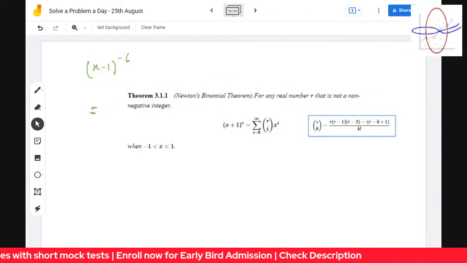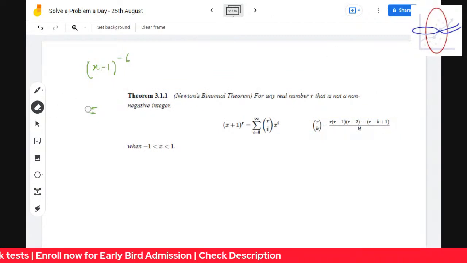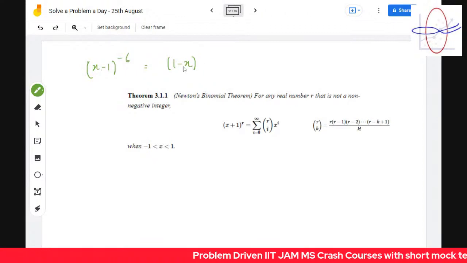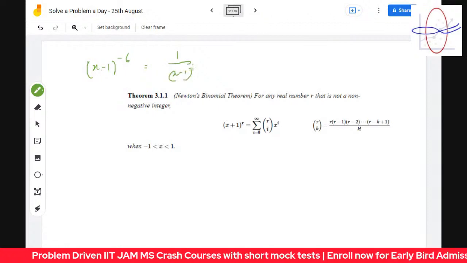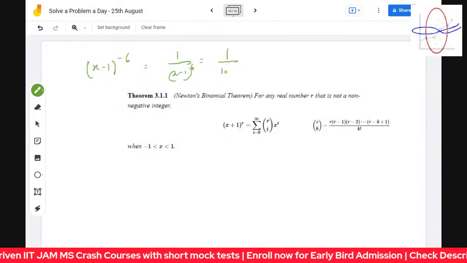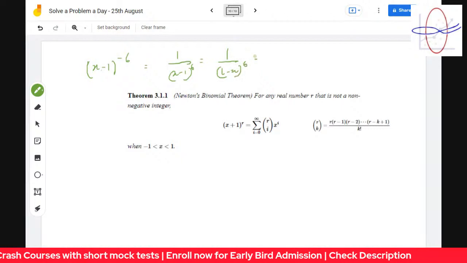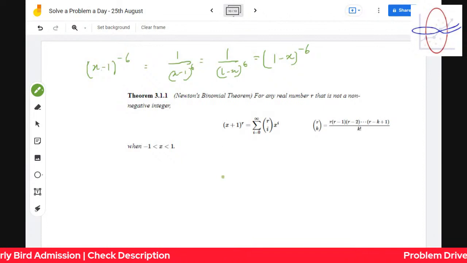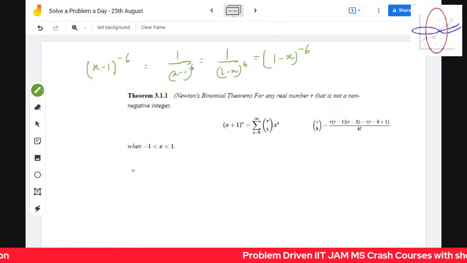So you can write this as, like what? You can also write it as 1 minus x whole to the power minus 6. Why? Because this is the same as 1 by x minus 1 whole to the power 6. It's 1 minus x minus 1 whole to the power 6. It's equal to 1 minus x whole to the power minus 6. Okay, it's turning out to be this. So therefore, you have minus x over here. That's an issue. But let's understand it.